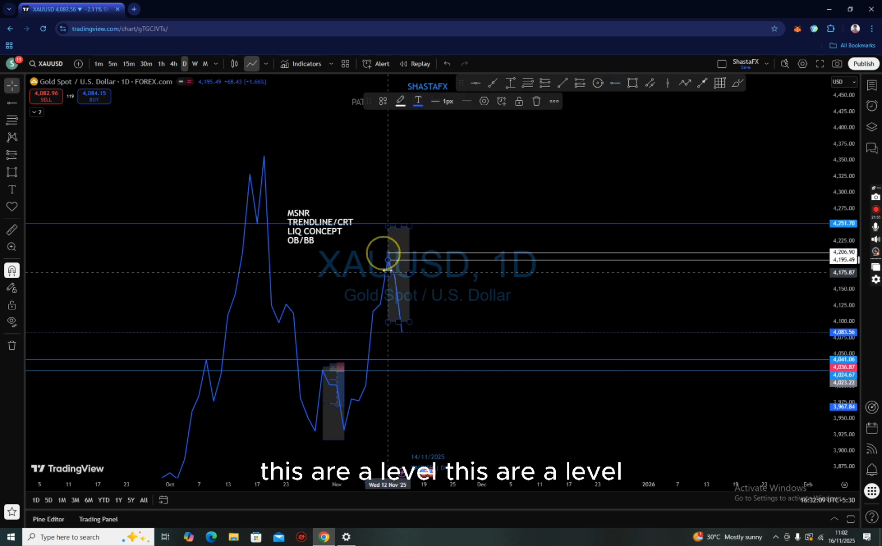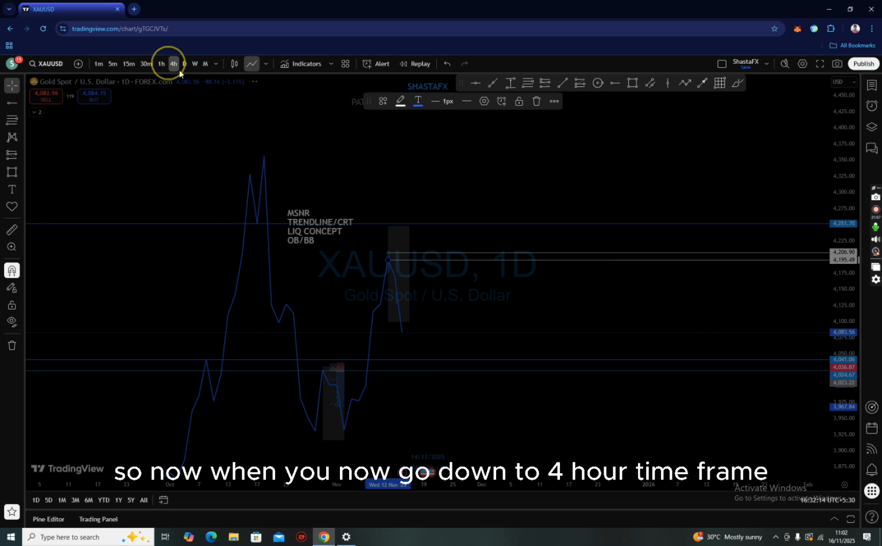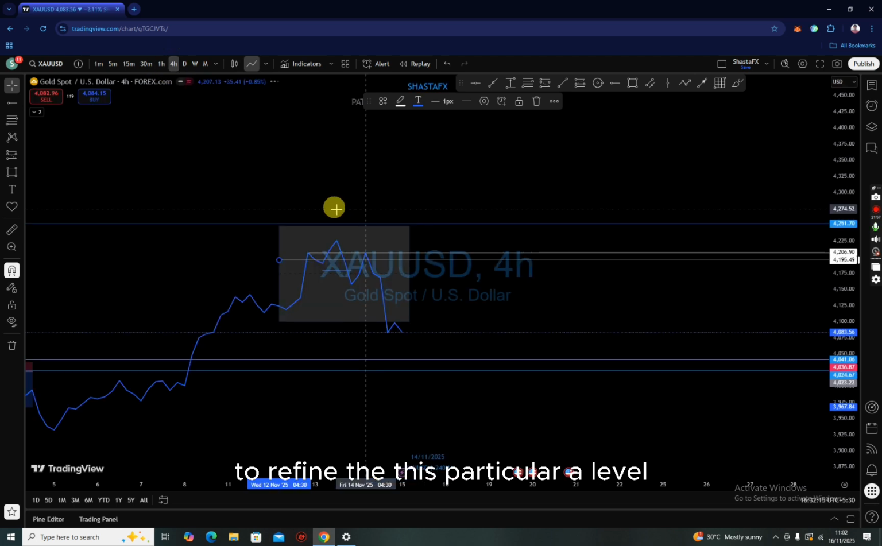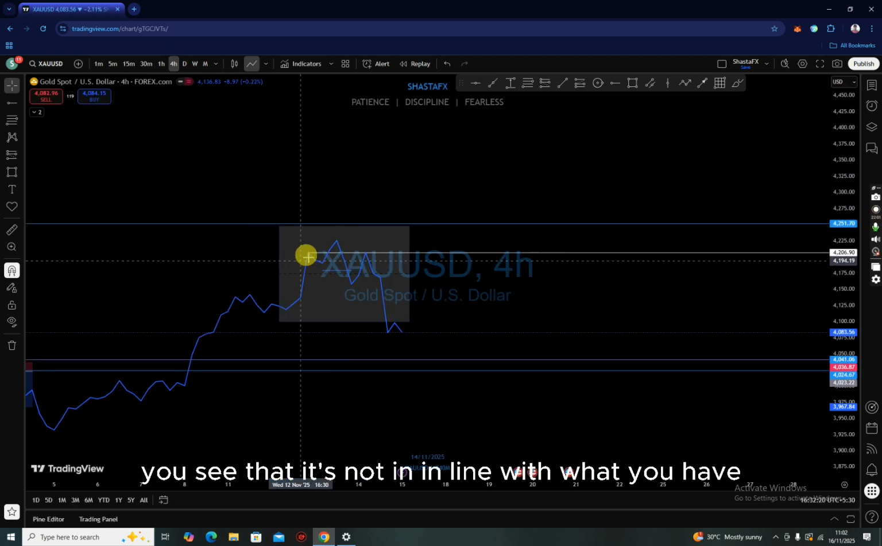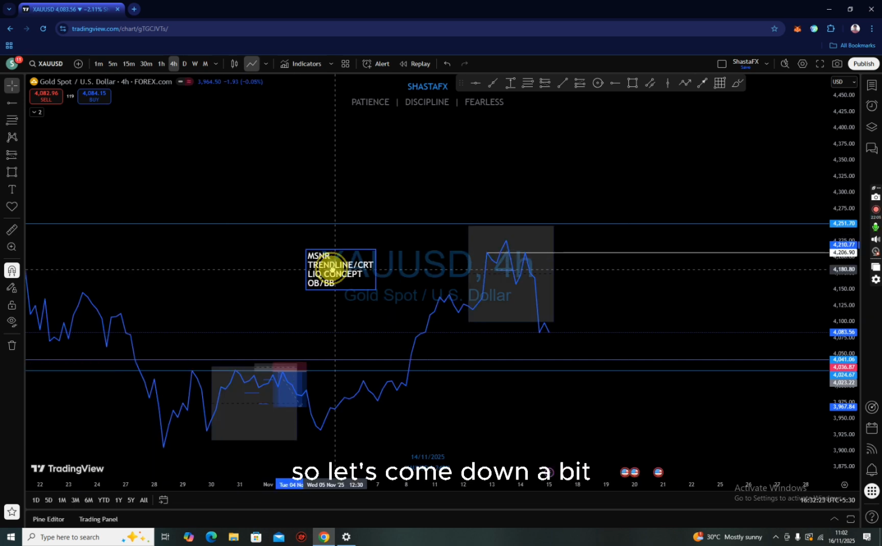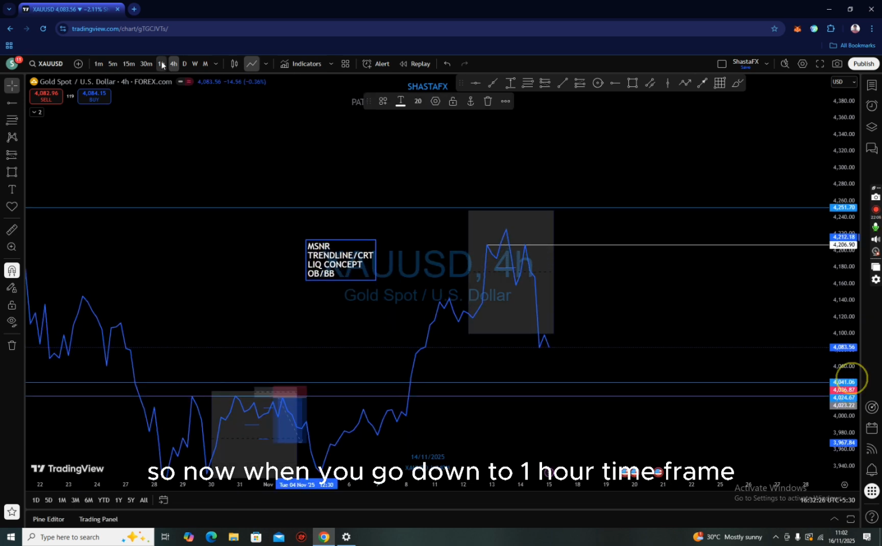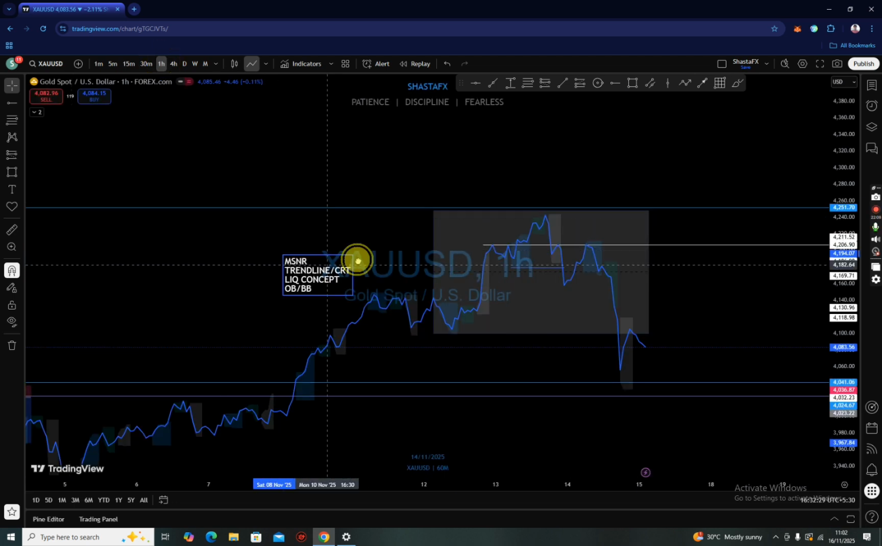This is our A level. So now when you go down to the 4 hour time frame to refine this particular A level, you see that it's not in line with what you have. So when you now refine it, this is what we are going to see. So let's come down a bit. So now when you go down to the 1 hour time frame, this is what you are going to see.